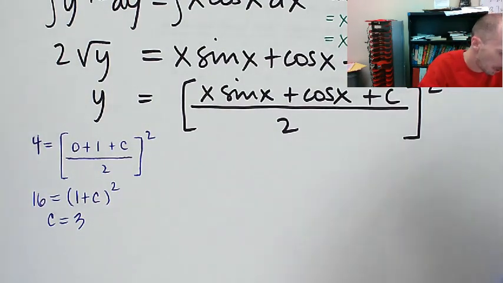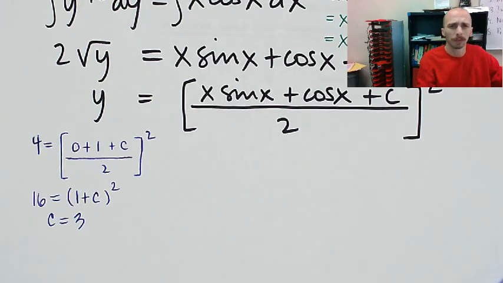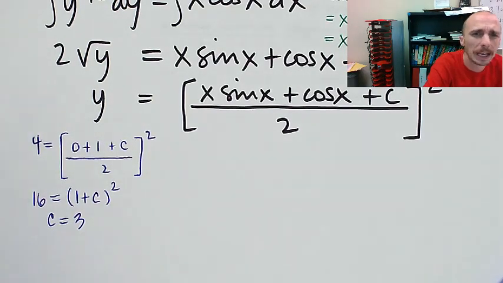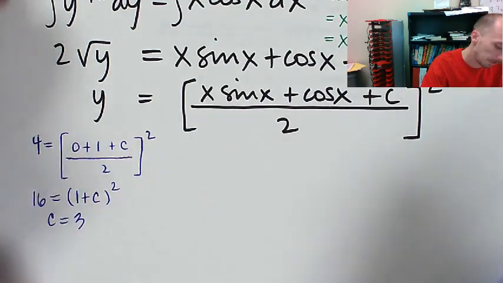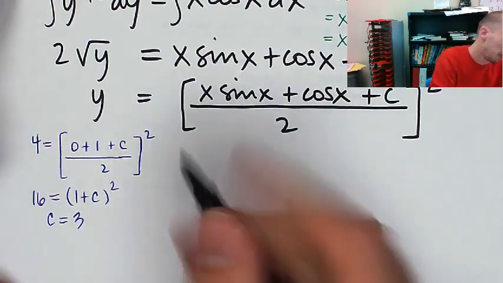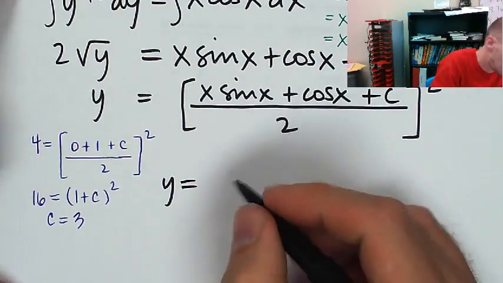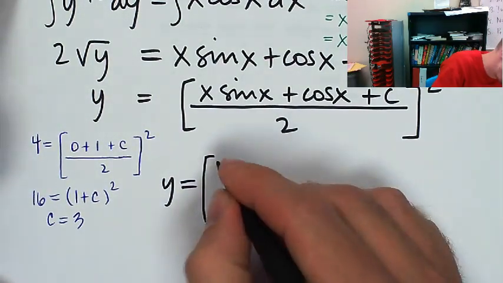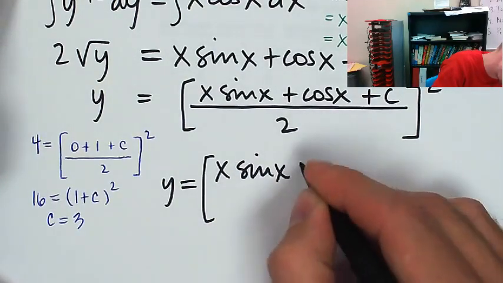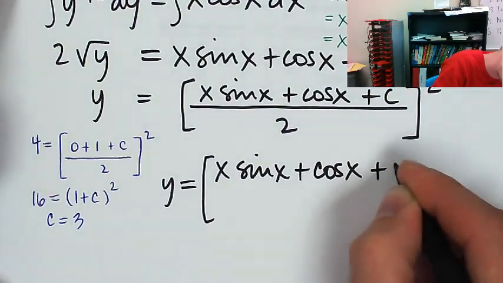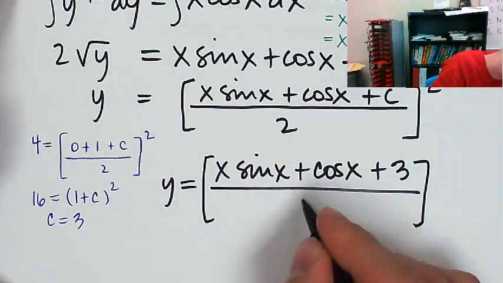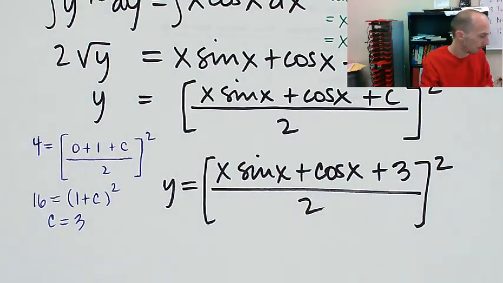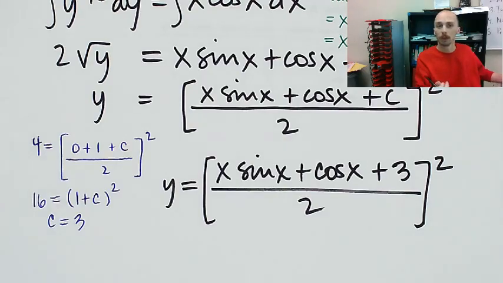Yeah, I just said it was 3 last year, and I think I may have lied and said it could have been negative 3. Also, it wouldn't be negative 3. I think negative 5 would be the other value of c, right? So if I took negative 5 and I added 1 and then I squared it, I'd still get positive 16. Okay, but we'll just say that c is going to be 3. So my solution would be y equals x sine x plus cosine x plus 3, divided by 2, squared.